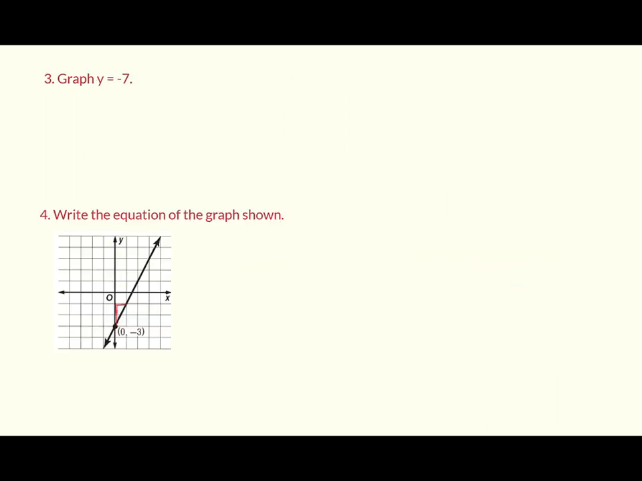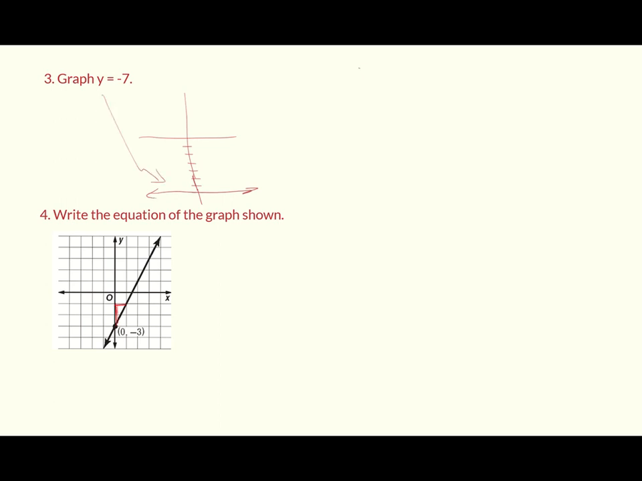And number 3, I have graph y equals -7. So this always gets students. I'm going to graph this. Okay, it's already in slope-intercept form. My slope is 0 because it's not there. And my y-intercept is -7, so I'm just going to go down 1, 2, 3, 4, 5, 6, 7, and draw a straight line, a horizontal line. So this would be y equals -7.